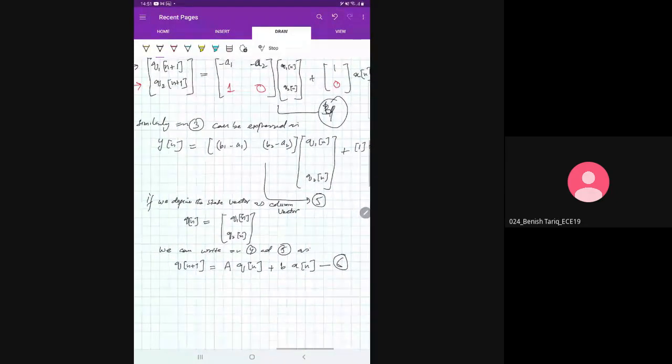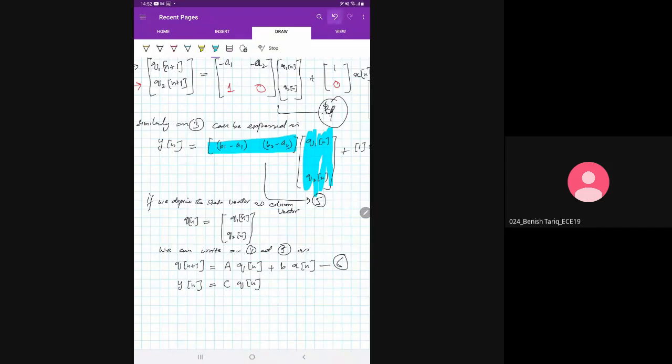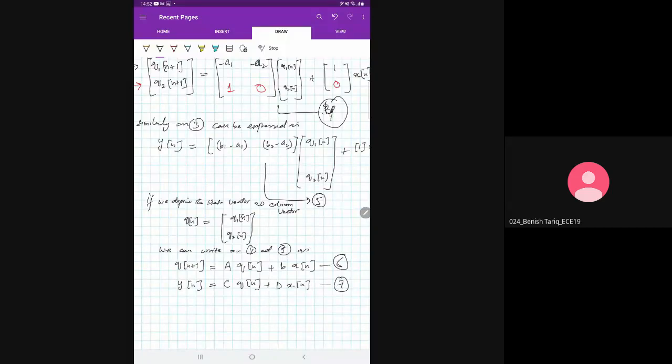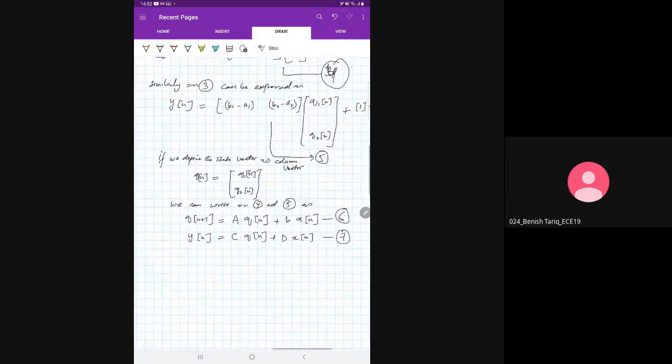Similarly, I can write equation 5 as y of n, which stays the same because you have y of n on one side. Then you will have c of q of n. What is c? C is this entire row vector. And q of n is this state variable column vector. Then it will be plus d times x of n. Let it be equation 7. I'll just conclude the discussion now.